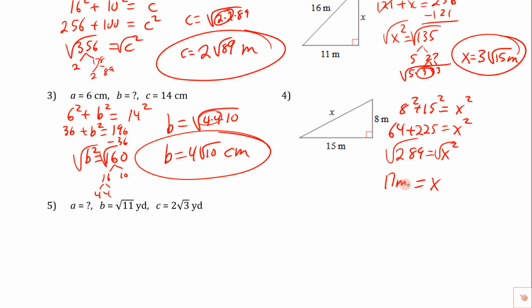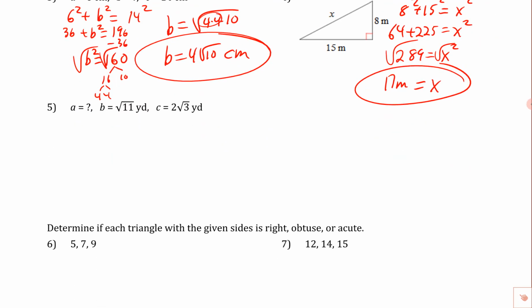So 17 meters, and whether you move this around and write x equals 17m or 17m equals x, totally okay either way. I do want to point out that as we're going through and solving these, they're technically quadratic equations. The reason we're not putting a plus or minus on there is because we're dealing with triangle lengths, and they're always going to be positive. Okay, let's take a look at the next one.